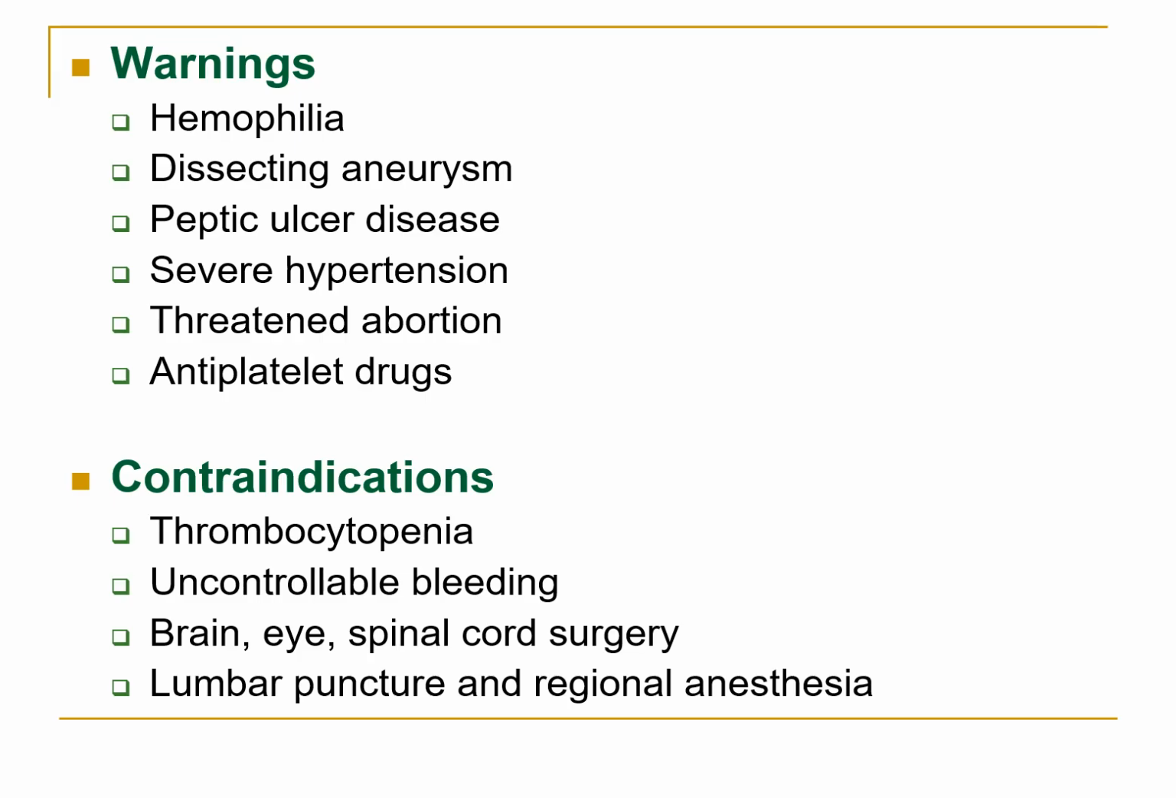Now we do have contraindications if we have thrombocytopenia, a very low platelet count. If the patient has uncontrollable bleeding, the patient is coming with bleeding. Remember that first clicker question we had in the first voice-over PowerPoint. You don't want to give an anticoagulant to a patient who has bleeding. You do not want to give it to patients who have brain surgery, eye surgery, or spinal cord surgery, because if you have bleeding in those very close spaces, then it's very problematic.